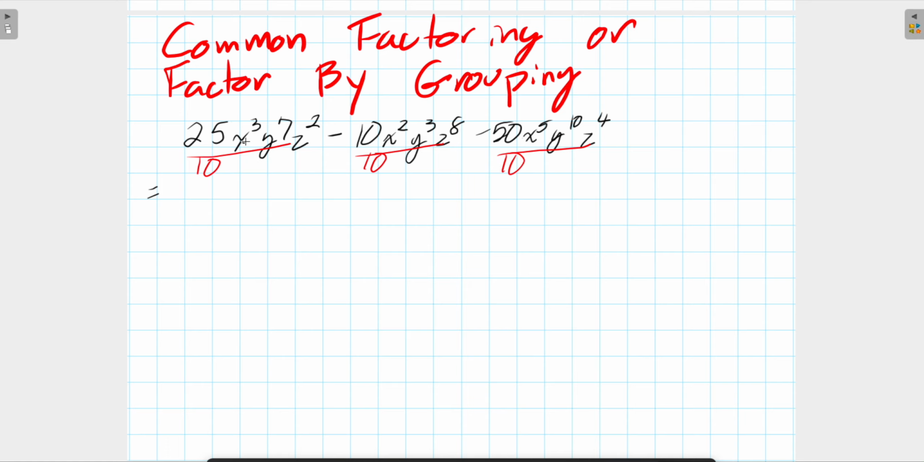It's okay. We have our variables here. We have x cubed, x squared, and x to the power of 5. We know x squared is the smallest. We have y to the power of 7, y to the power of 3, and y to the power of 10. We have y to the power of 3 being the lowest. And then finally, z squared, z to the 8, and z to the 4.